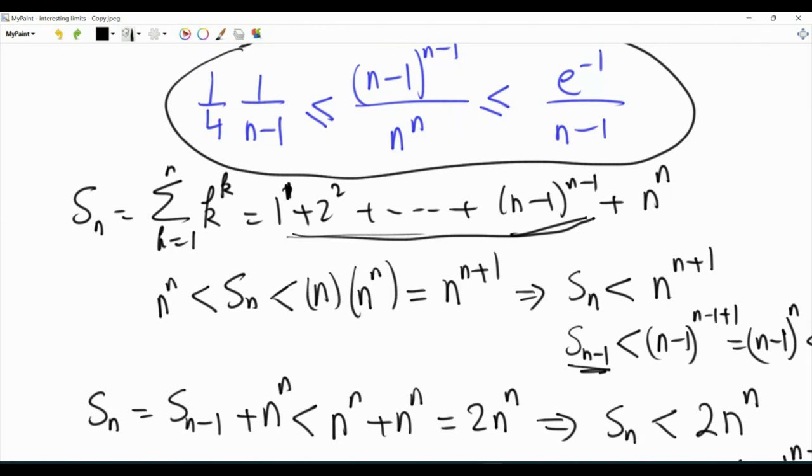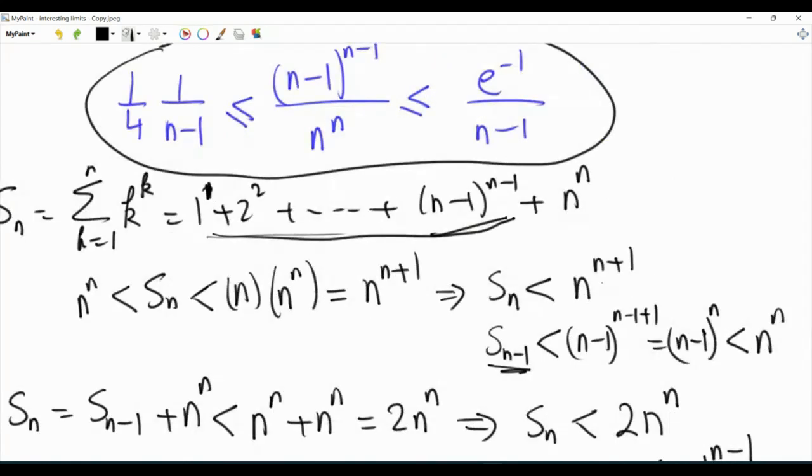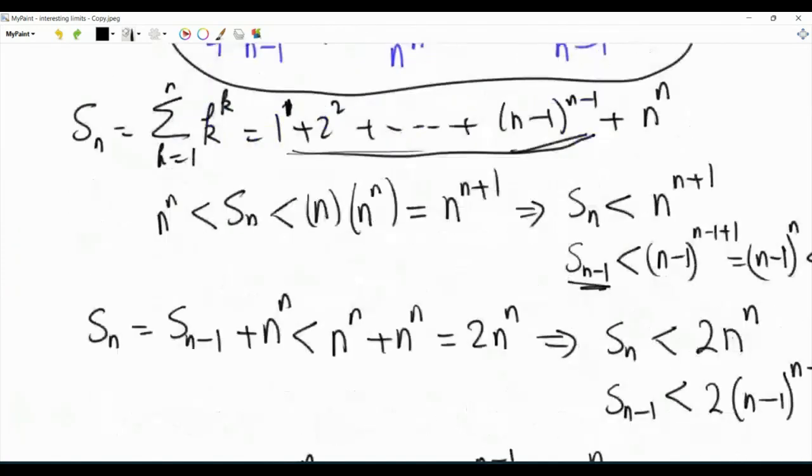And so we obtain the upper bound n to the power n plus 1. We applied this upper bound to Sn minus 1 by replacing n by n minus 1, and then we did further upper bounding by saying that n minus 1 to the n is less than n to the n. Then Sn is Sn minus 1 plus n to the n, but Sn minus 1 is less than n to the n. So Sn itself is less than 2 n to the power n.